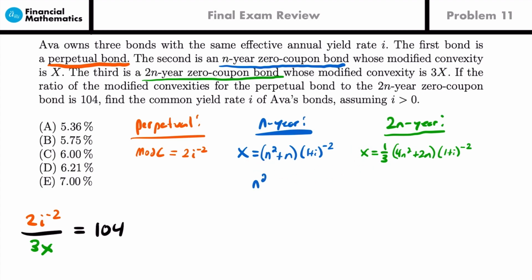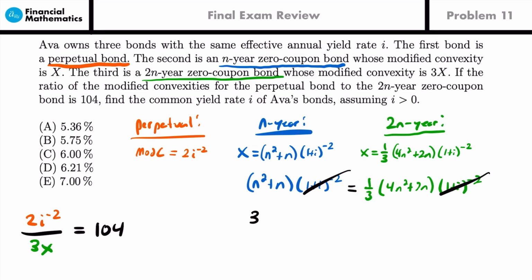We'll have n squared plus n times (1 plus I) to the power of negative 2 is equal to 1/3 times 4n squared plus 2n times (1 plus I) to the power of negative 2. Now, something that's really nice here is both sides of the equation have a common factor of (1 plus I) to the power of negative 2. So those cancel out. We can just cross those out. You could divide both sides of the equation by that factor, and it would be gone. And then I'm going to multiply both sides by 3 to get rid of that fraction of 1/3. So we'll have 3 times (n squared plus n) is equal to 4n squared plus 2n.